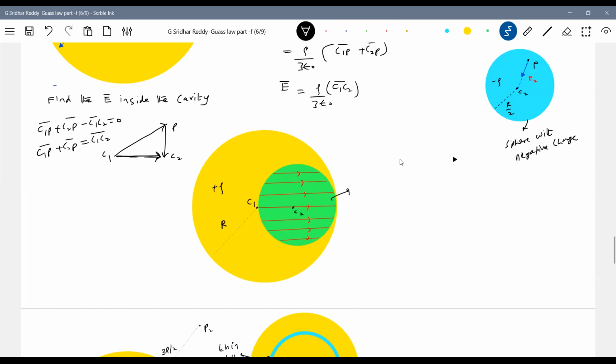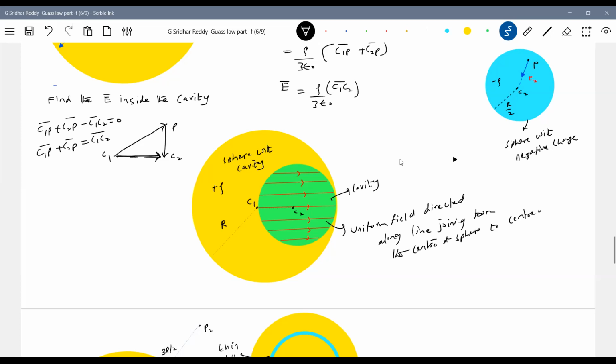Getting the idea? So this will be the cavity. There's a sphere with a cavity. And how will the E bar be? It will be along the line joining the cavity. So here the uniform field is directed along the line joining the center of the sphere to the center of the cavity. The field will be uniform.